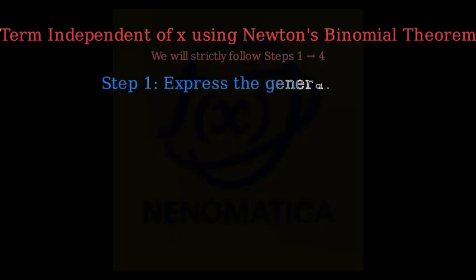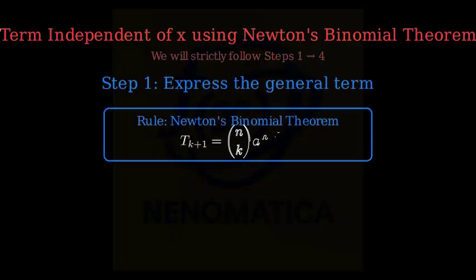Step 1. Express the general term of the binomial. For the expansion of (a + b)^n, the general term is t sub k plus 1 equals n choose k times a to the n minus k times b to the k. This is Newton's binomial theorem general term.